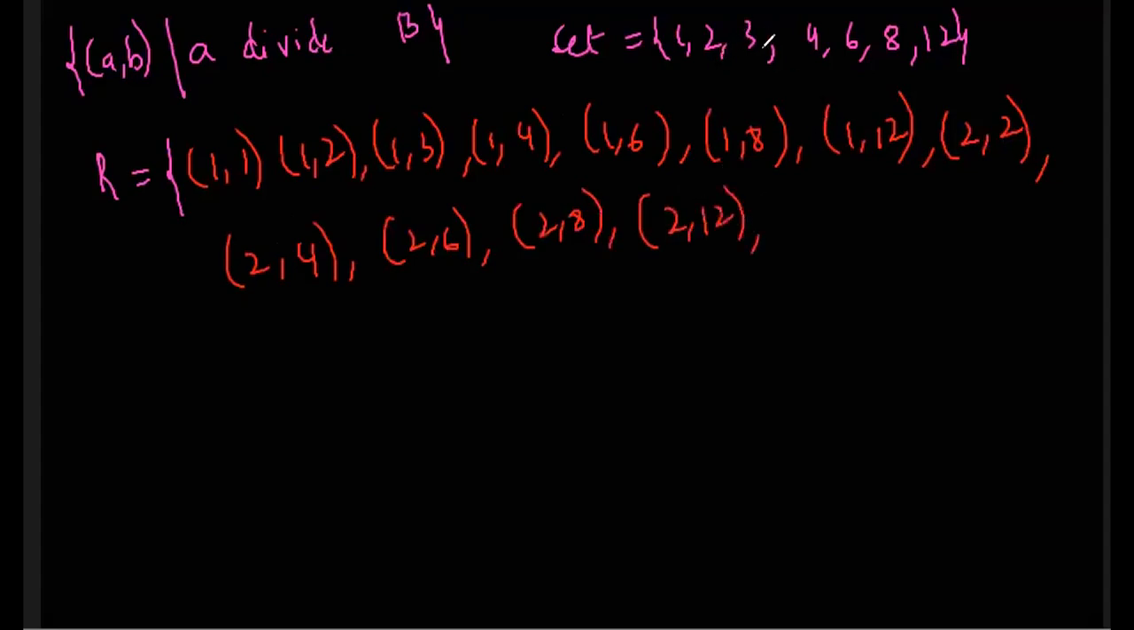After that, we have to take for 3. 3 will divide itself. Will 3 divide 4? No. So 3 6, 3 8 won't happen. 3 12.